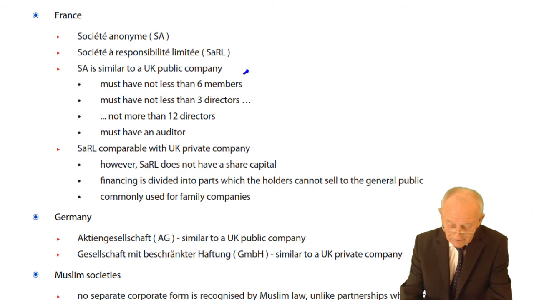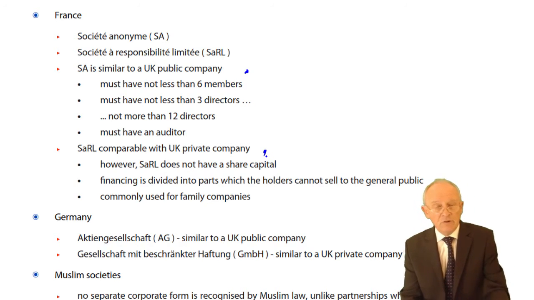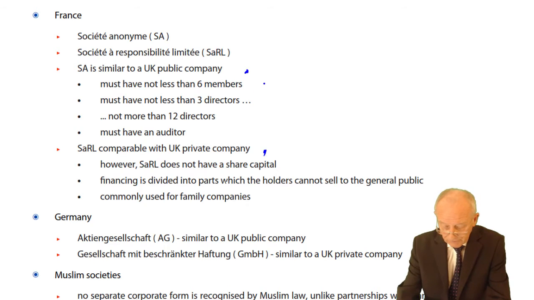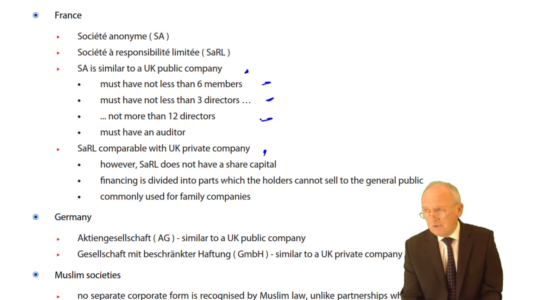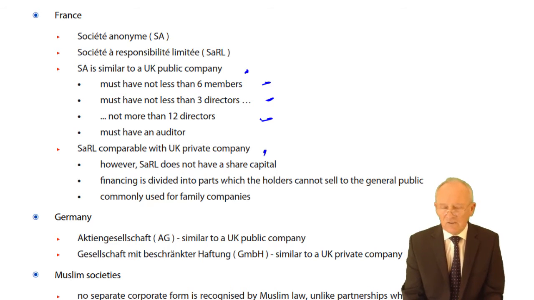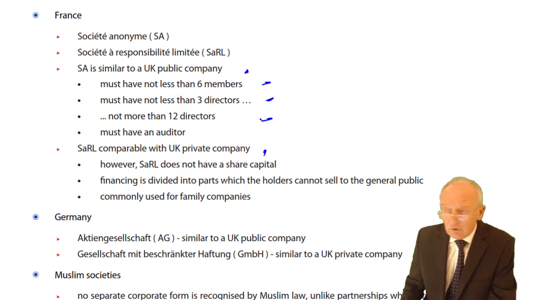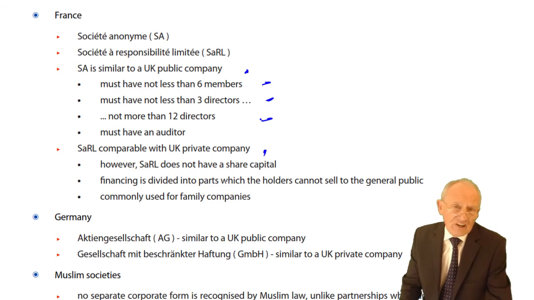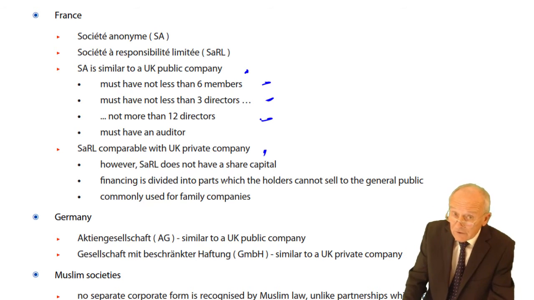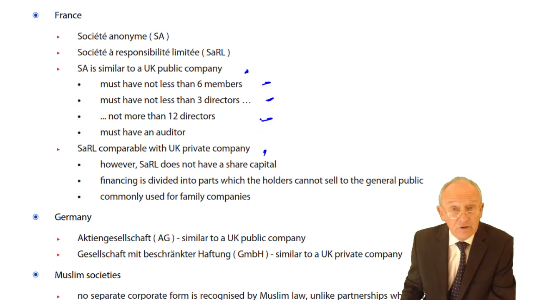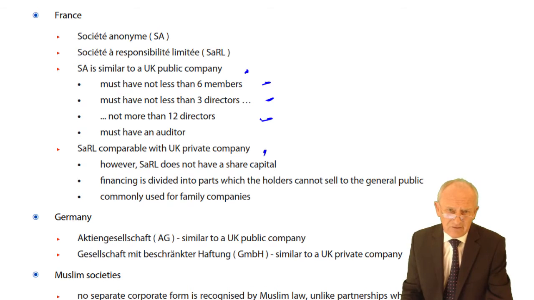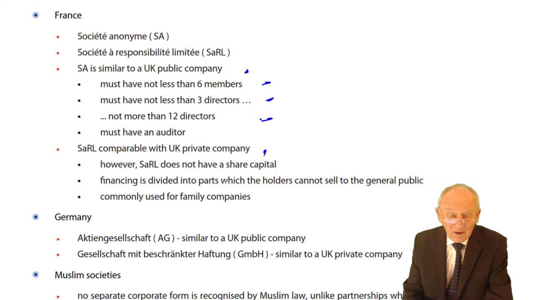Similar to a UK company, a Société anonyme is the equivalent of a UK public company, and the Société à responsabilité limitée is the French equivalent of a private company. The numbers differ: must have not less than 6, not less than 3, not more than 12, must have an auditor. But it surely cannot be an important element of any F4 examiner's mindset to say it is really important that you international students should be aware that a French Société Anonyme should have no more than 12 directors, or it should have no less than 3 directors. For heaven's sake. So I'm not going to go any more on that.